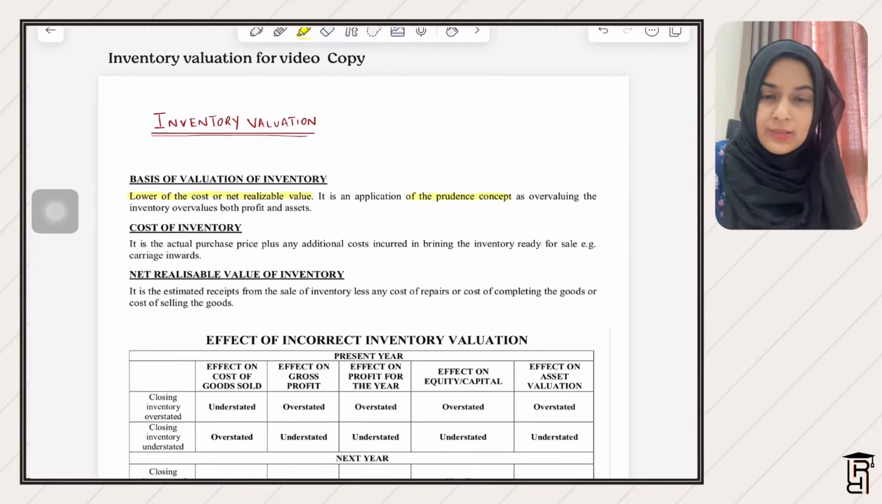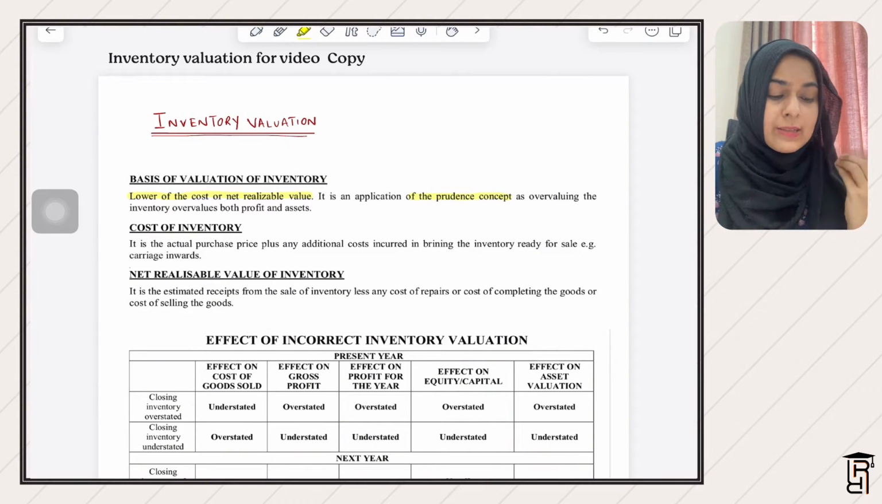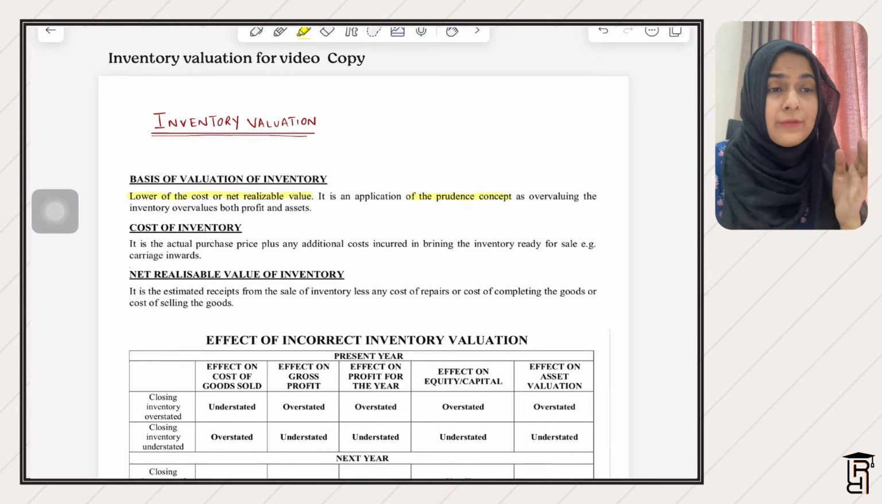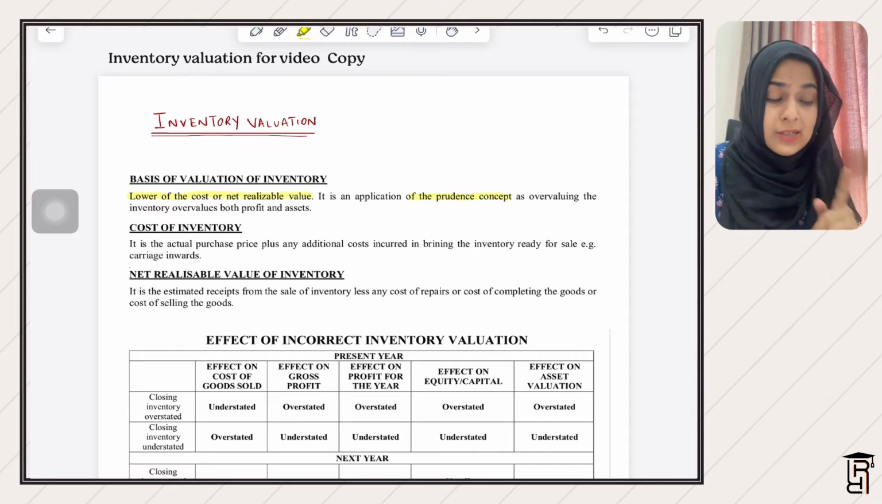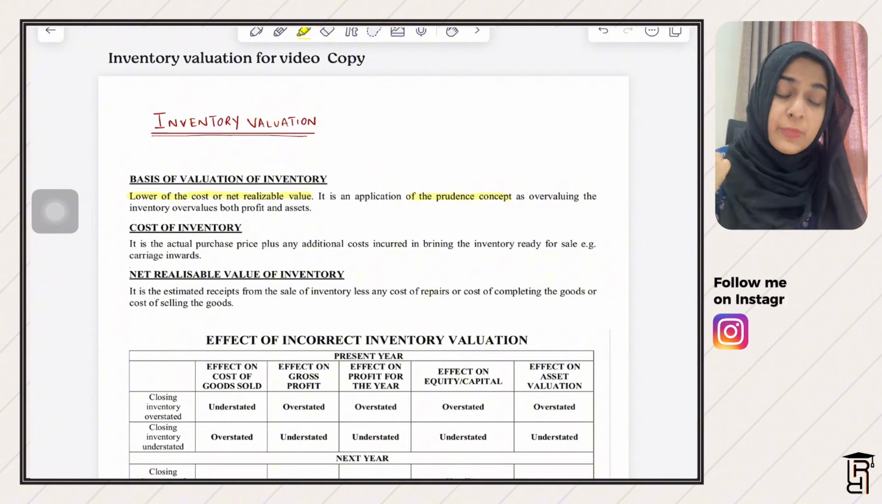Hi guys, today's video is about inventory valuation, and basically in accounting what you need to do is value your inventory at the lower of cost or net realizable value. This is an application of the prudence concept, which says that we should not overstate our assets and we should not overstate our profits in accounting. So if we overvalue our inventory, we will overstate our assets and we'll also overstate our profits.